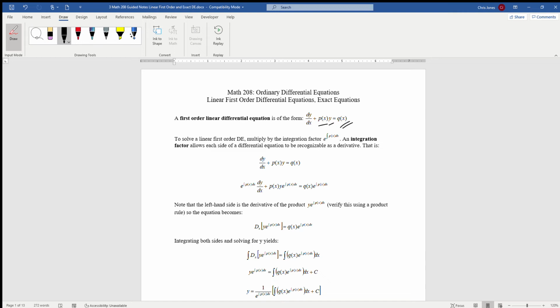Now, the technique to be able to solve these is actually pretty easy, because what we're going to do is we're going to multiply that by something called an integration factor. And the integration factor essentially allows the problem to become much more simplistic when we multiply through.